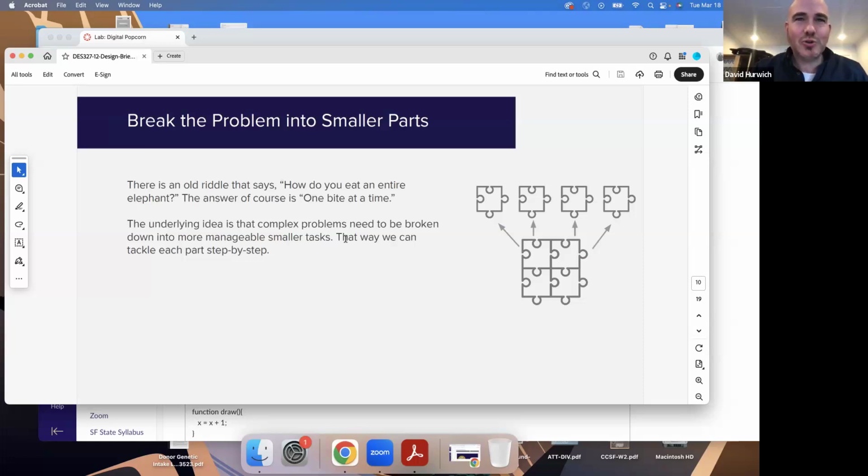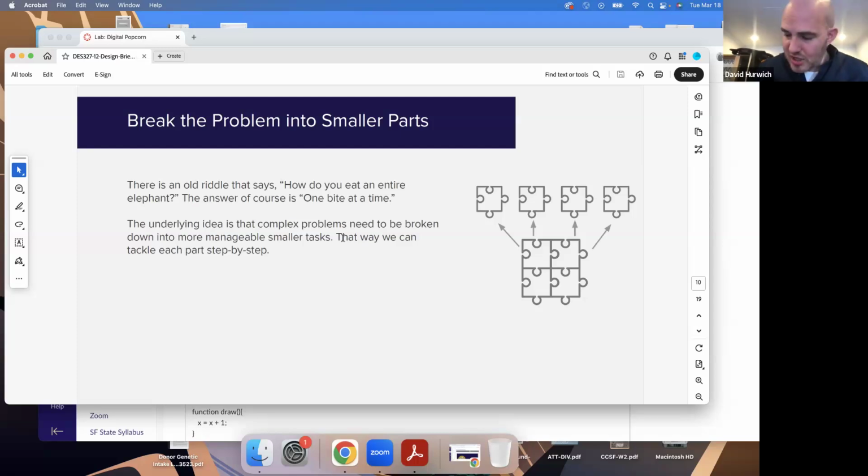There's an old joke riddle. How do you eat an elephant? Or how do you eat an entire elephant, I should say. I even ruined the joke there. And the answer is one bite at a time. What they're trying to get at is that even huge tasks like eating an entire elephant can be made easier if you break it down. So in other words, don't think about eating an entire elephant, just think about eating one bite of the elephant. Okay. And then eventually when you have enough bites, you'll have eaten the elephant.